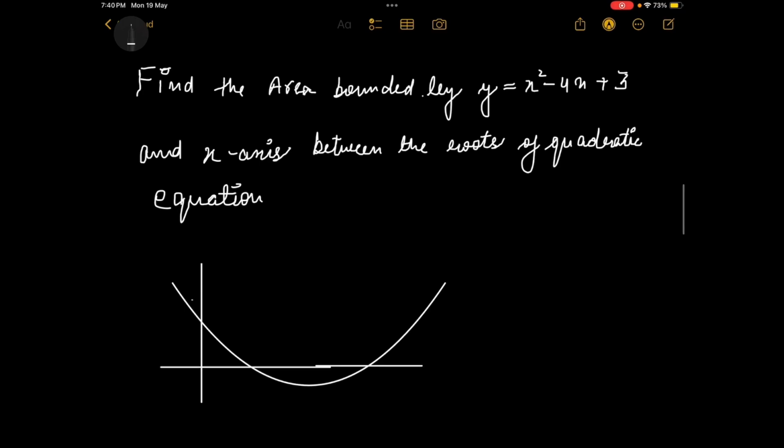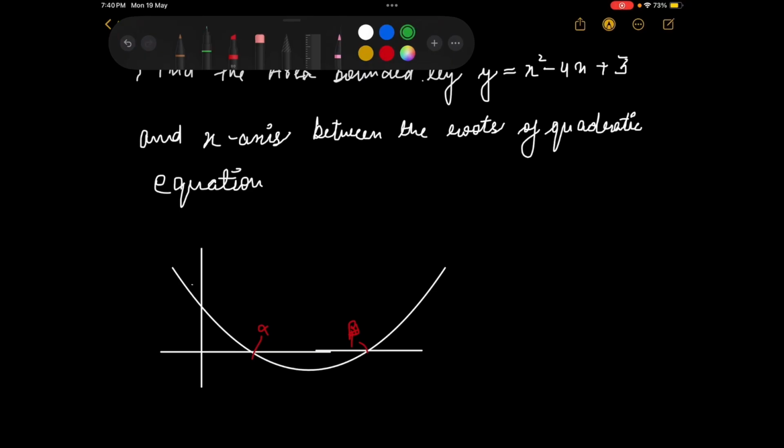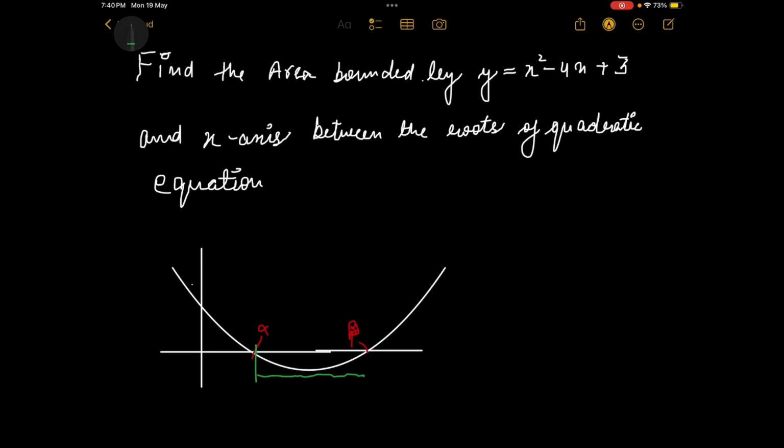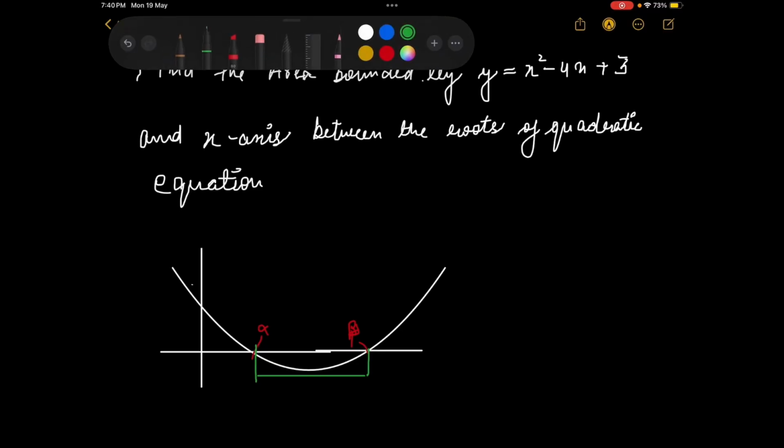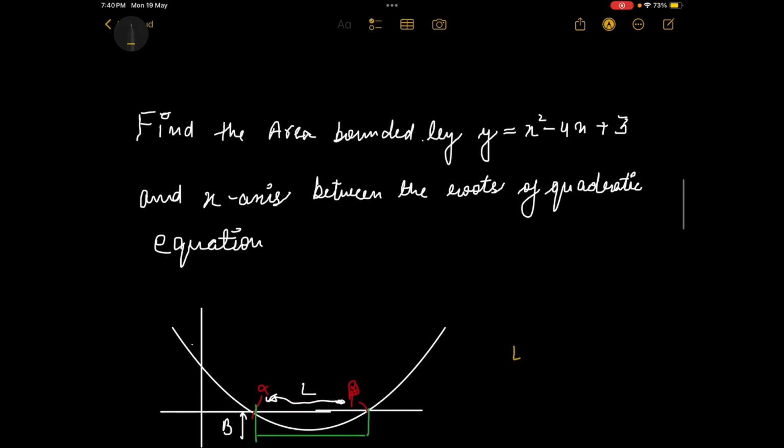Now let's pick up a question. Find the area bounded by y is equal to x squared minus 4x plus 3 and the x-axis between the roots of the quadratic equation. Let us assume the roots to be alpha and beta. And let us construct a rectangle whose sides are parallel to the axes. Then, let us say the length of this rectangle is capital L and the breadth of the rectangle is capital B. Clearly we can say that capital L is nothing but the difference of roots, that is root D by a.